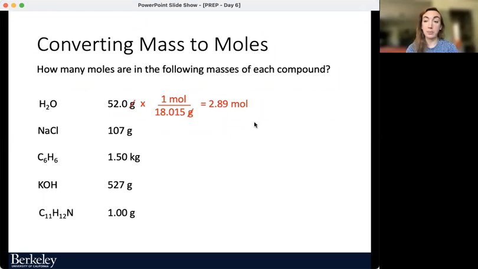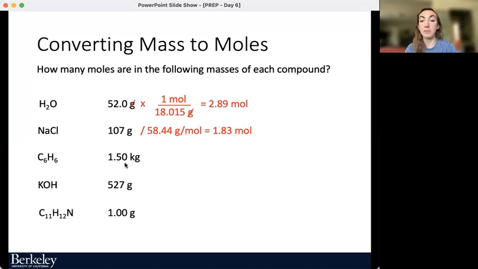So like I said, we want our grams to go away and end up with moles. So we're going to put our grams on the bottom and moles on the top. For all of these, we're just going to end up dividing by the molar mass that we found a couple slides ago. But again, don't try to memorize when to multiply and when to divide. Just use this method of making the units you want to go away cancel out. So 107 divided by 58.44 is 1.83 moles.